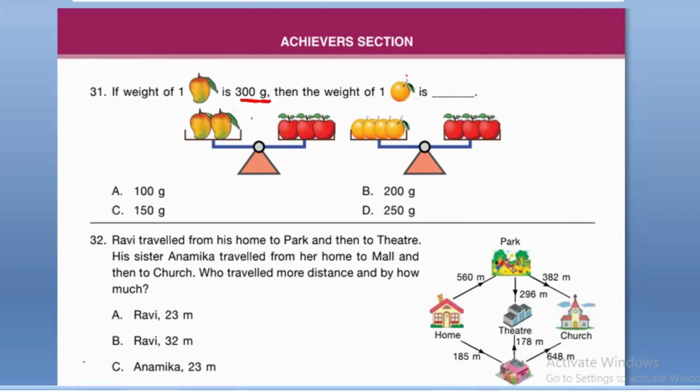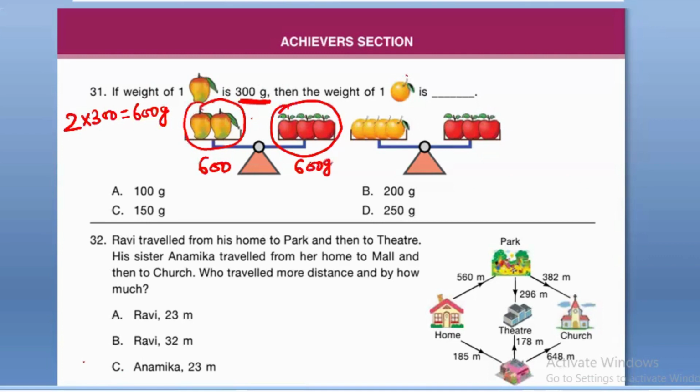Okay, if the weight of one mango is 300 gram, what will be the weight of 2 mangoes? The weight of 2 mangoes will be 2 multiplied by 300, which equals 600 gram. Now you can see in this question, 2 mangoes are equal to 3 apples, which means the weight of 2 mangoes is 600 gram, and because they are equal to 3 apples, the weight of 3 apples will also be 600 gram. Okay, understood?